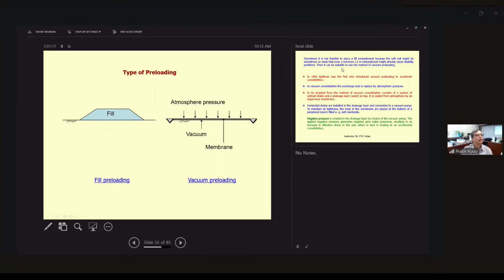I just want to understand these PVDs, prefabricated vertical drains. Is there any specific design for different types? I'm going to talk about that in the next section, the PVD and the sand drain. Okay. Yeah. Thanks.